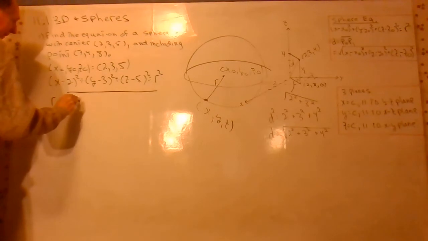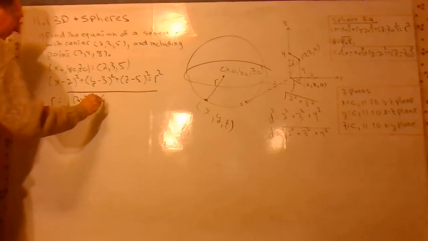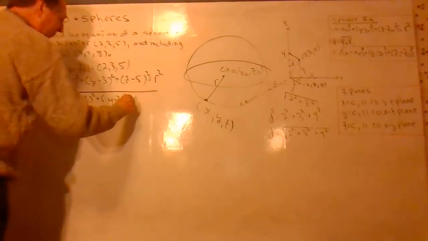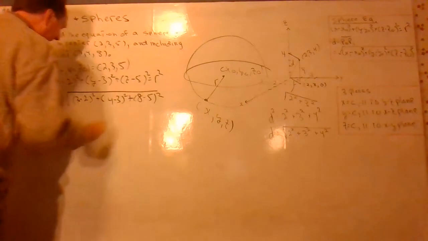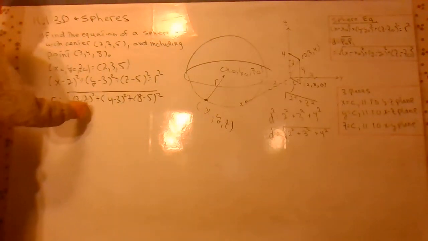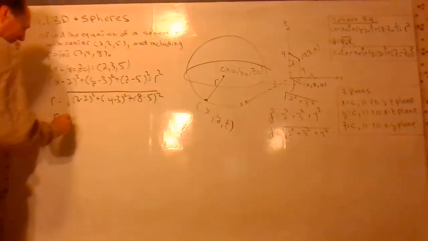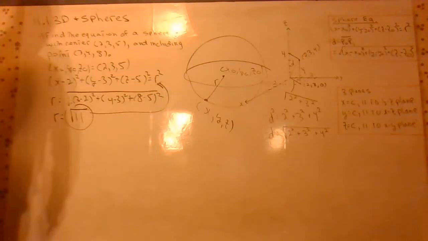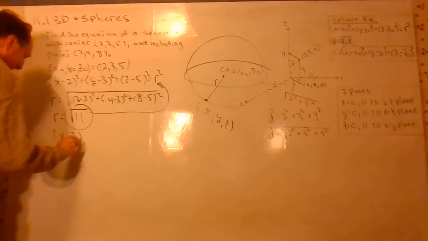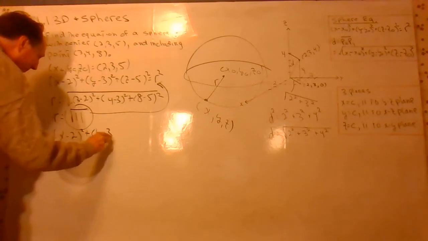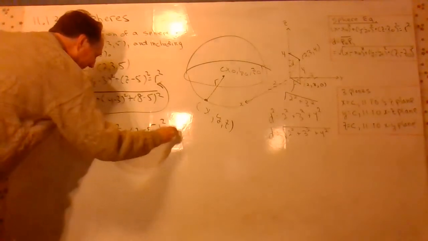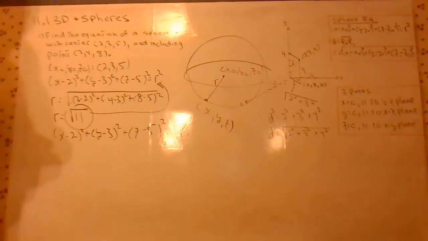And so we have 3 minus 2 squared plus 4 minus 3 squared plus 8 minus 5 squared. And that's 1, and that's 9. So we get square root of 11. And all we have to do is put this number back in here, and we have the equation x minus 2 squared plus y minus 3 squared plus z minus 5 squared equals 11. And that's our sphere equation.